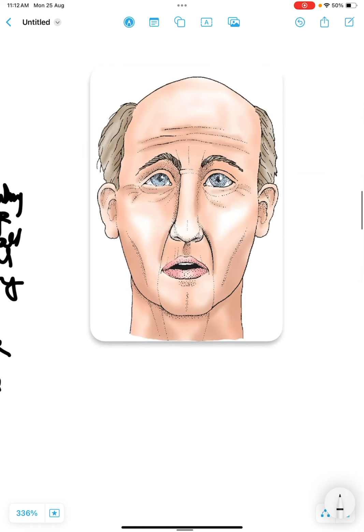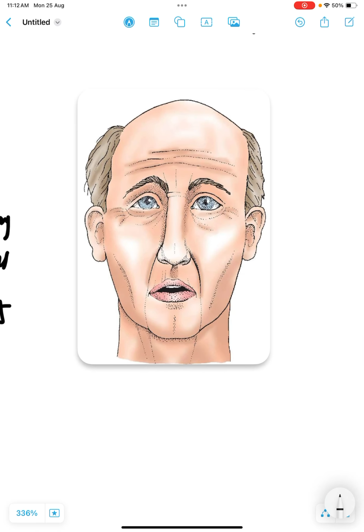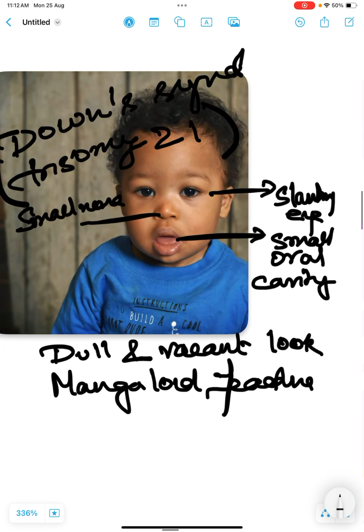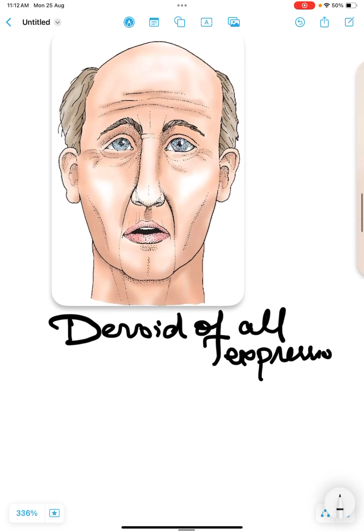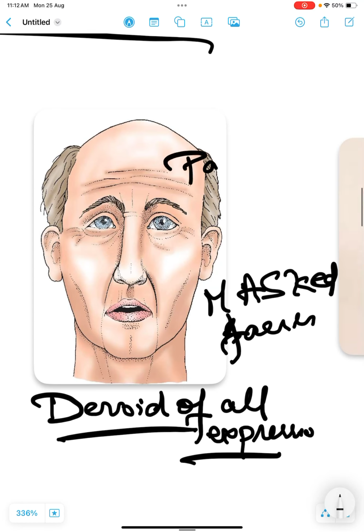Now, this is a faces which is devoid of any expression, devoid of all expression. This one is having a vacant look. This one is devoid of expression. This faces is known as masked faces. Where do you see masked faces? In Parkinsonian syndrome.